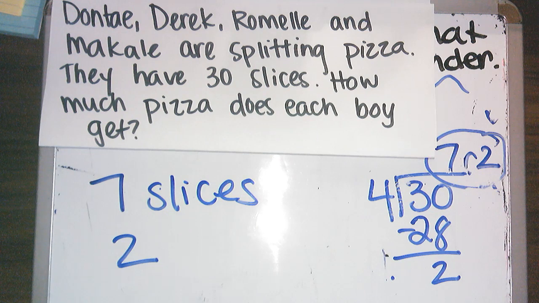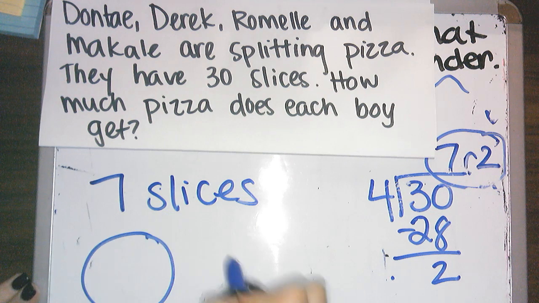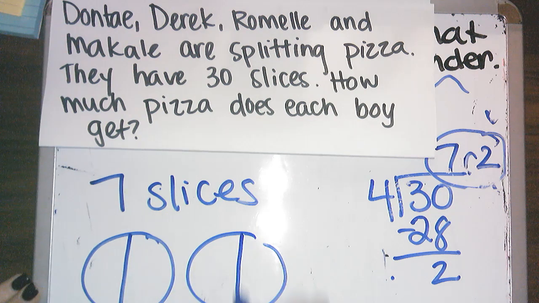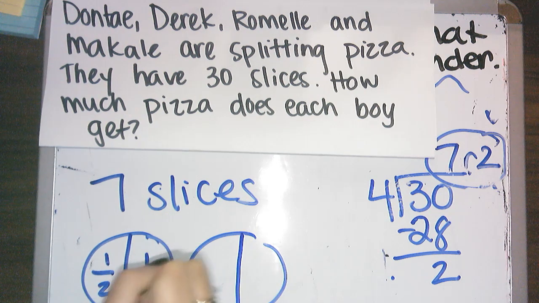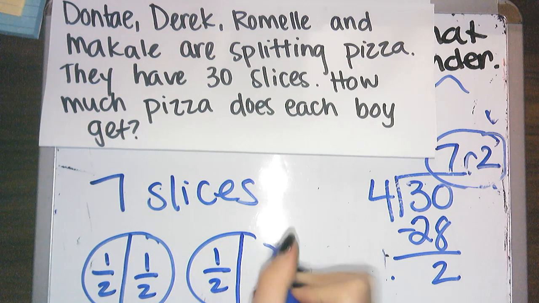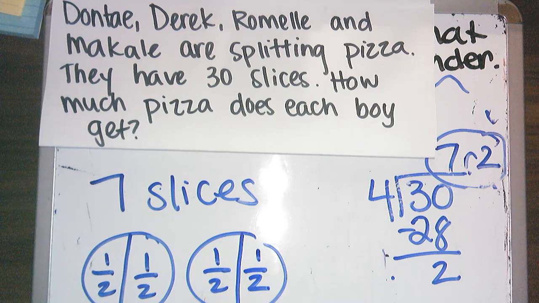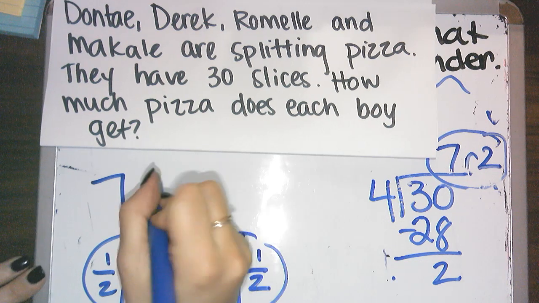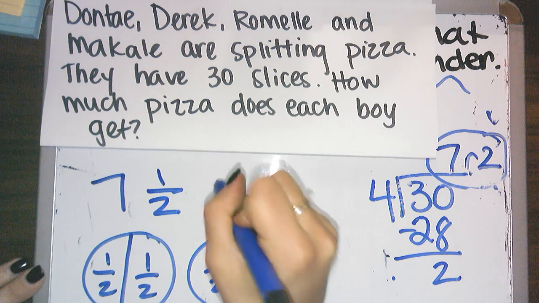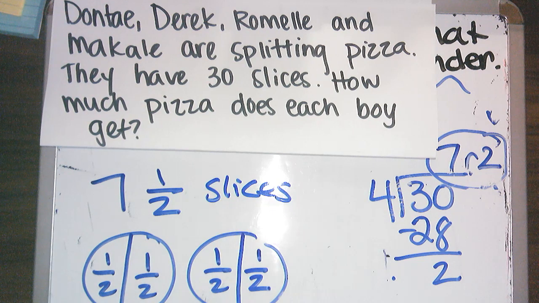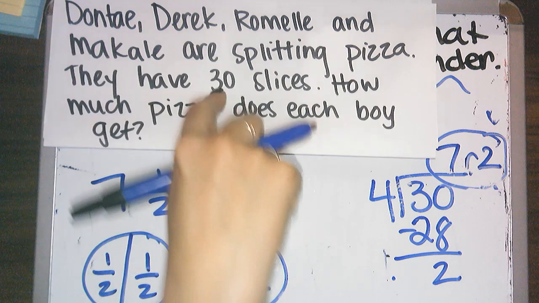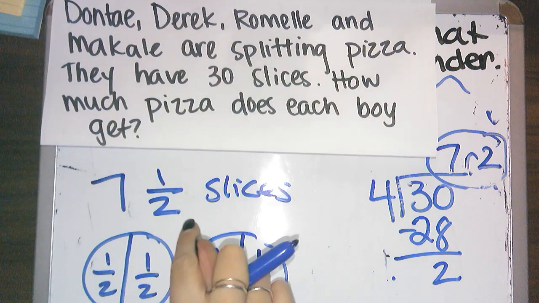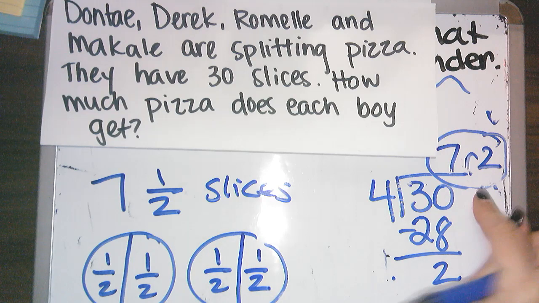Now, I don't know about you, but when I eat pizza, I'm not going to leave 2 slices left over. So what I'm thinking is they could each split that, and each of them could get a half, because a slice of pizza is something that we can break. If we were talking about children, we can't break them, right? That wouldn't be okay. But because we're talking about slices of pizza, we can cut them in half. So each kid can actually get 7.5 slices of pizza. Even though it was still 30 divided by 4, our answer is different because with our remainder, we can split it.